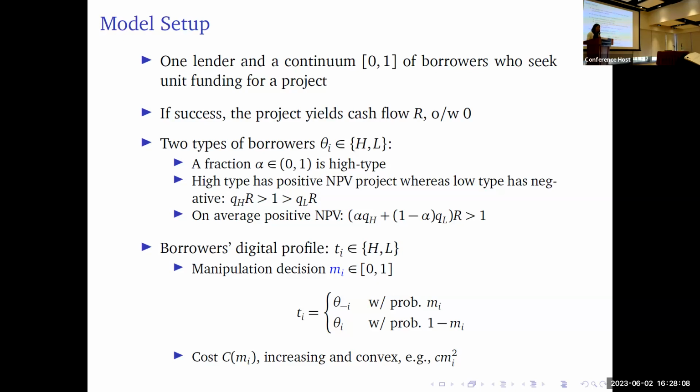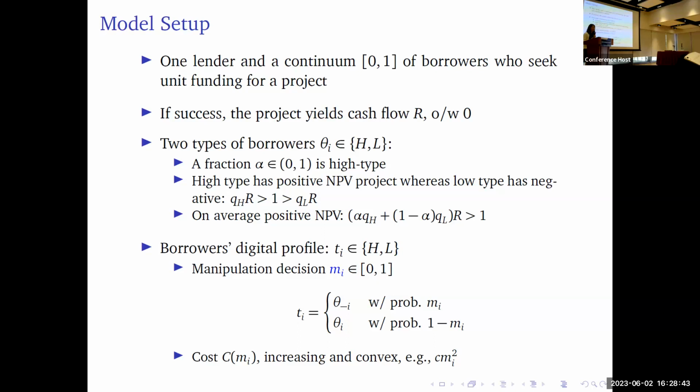Now let's go to the innovation part of this paper. So how do we model manipulation? Here is the borrower's side. On the underlying type, the borrower is indicated as theta. But the borrowers can have some digital profiles, which is indicated by T. Okay? So without doing anything, your digital profile will perfectly reveal your underlying type, whether you are high or low. But that digital profile can be manipulated. And here's how we model it.